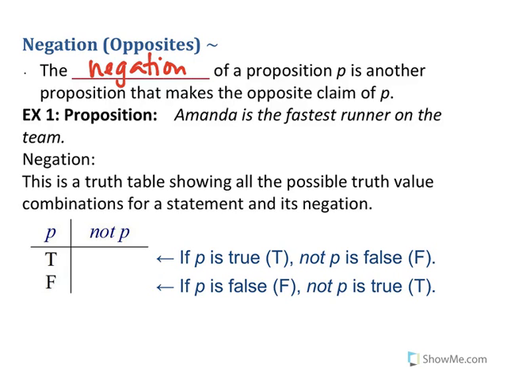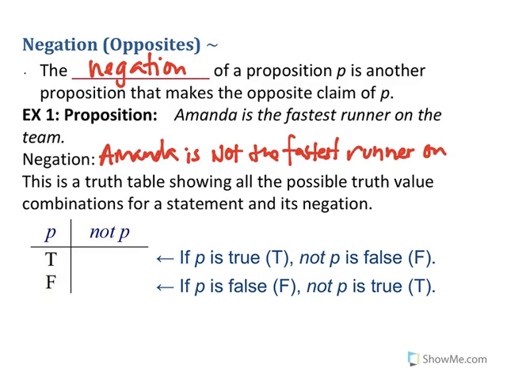So if our proposition is Amanda is the fastest runner on the team, the negation would be Amanda is not the fastest runner on the team. This is a truth table showing all the possible truth value combinations for a statement and its negation. If P is true, not P would be false. If P is false, not P would be true.